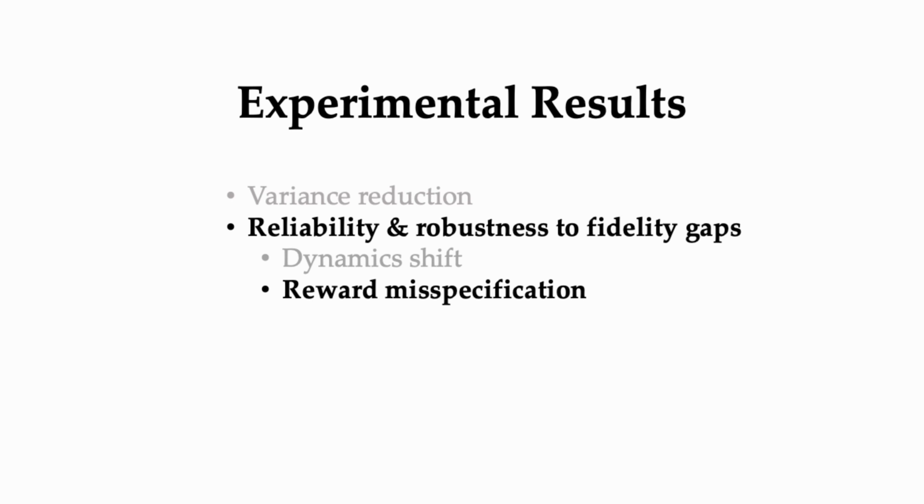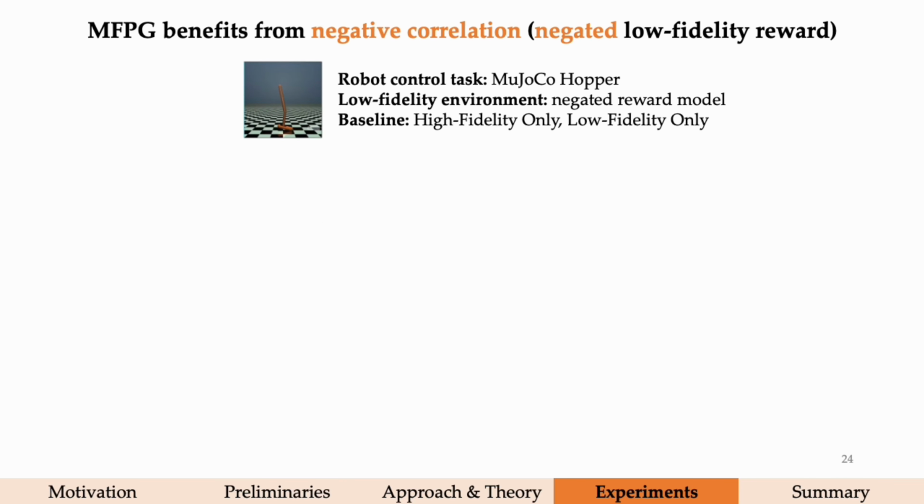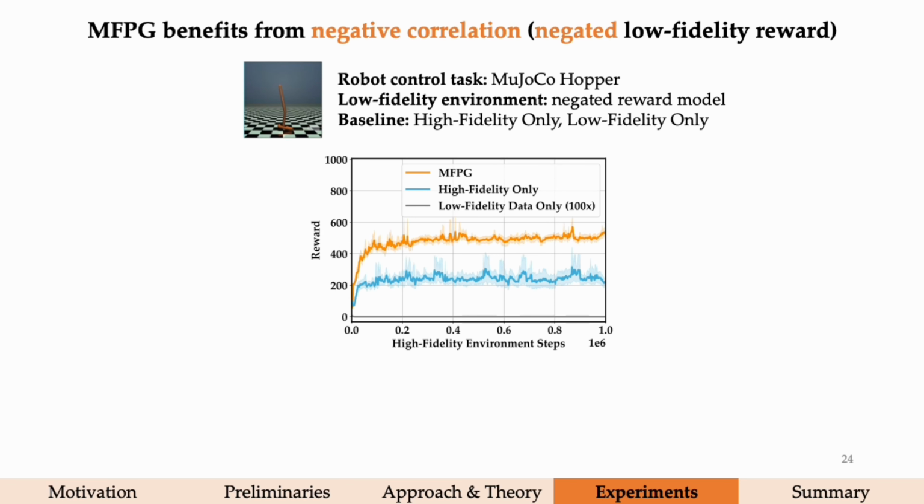So far, we've talked about dynamics gaps. Next, we show a different kind of low-fidelity bias, reward misspecification. Here, the low-fidelity environment is not just inaccurate, it is adversarial and takes a negated reward function. We evaluate MuJoCo Hopper and compare MFPG against high-fidelity only, as well as a low-fidelity only baseline that uses 100 times more low-fidelity data. In the plot, low-fidelity only fails as expected because it optimizes the completely wrong objective, but MFPG still significantly outperforms high-fidelity only.